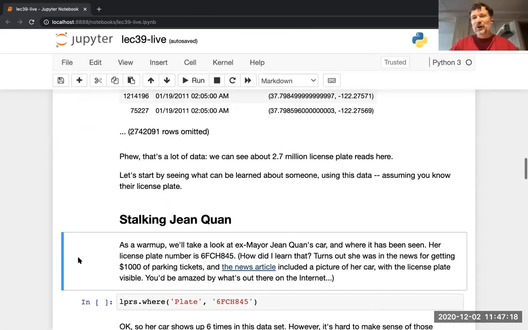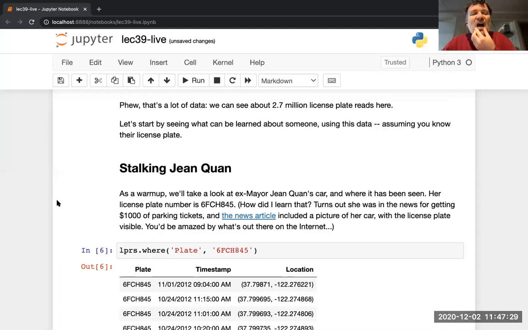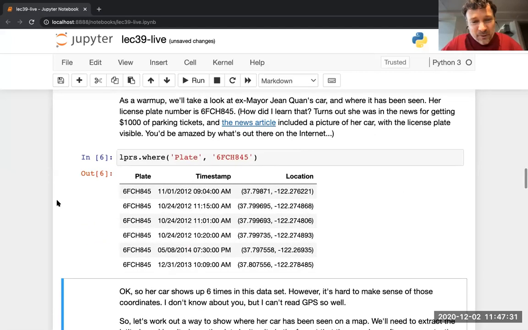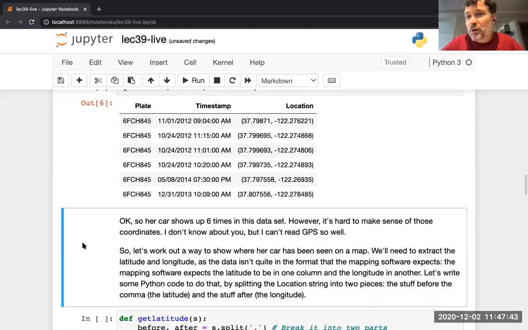So we're going to now work with this data set and go find all rows with Jean Quan's official car license plate number. Everything's really slow when you're working with this larger data set, but there it is. Those are the six places where her car was seen. Not very many, because this is just a pilot. It was only a handful of police cars that had this installed, not the entire fleet. Okay, so her car had been observed 6 times during this pilot.